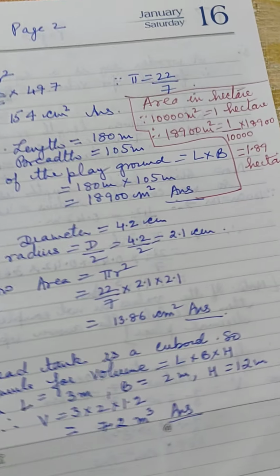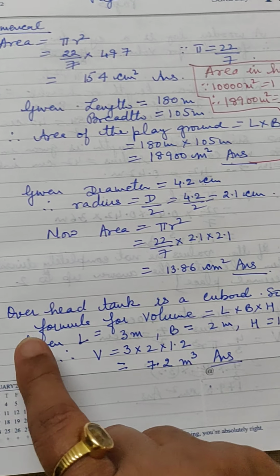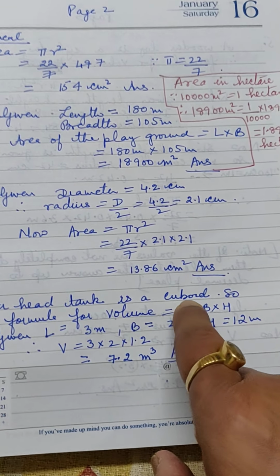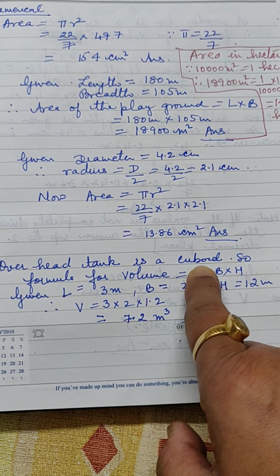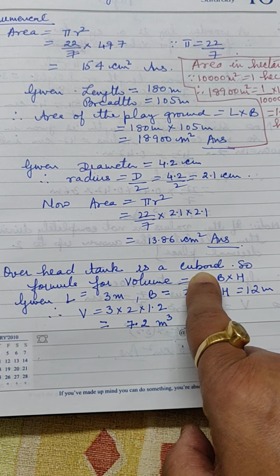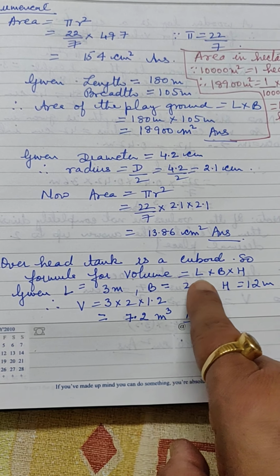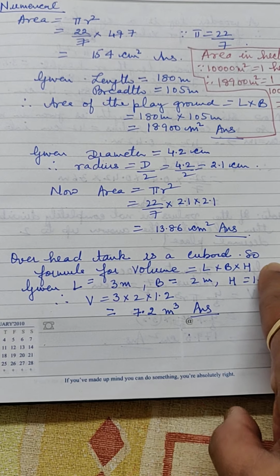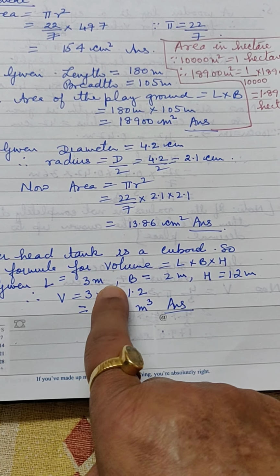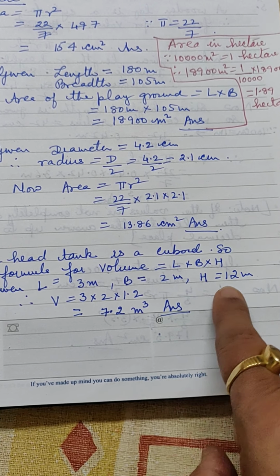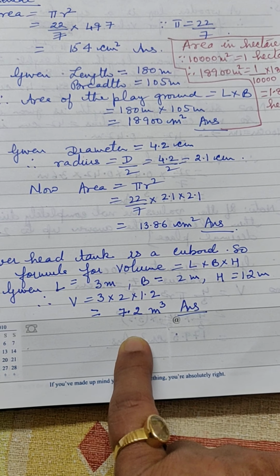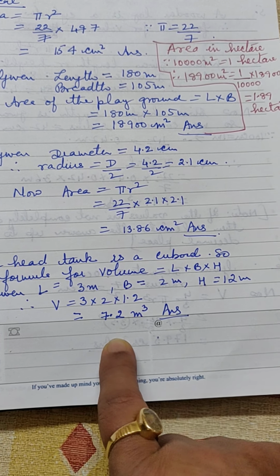Now, fourth one, overhead tank, it's a cuboid. Why have I written it's a cuboid? Because it has got length, breadth and height in which the water is contained. So the formula for the volume is length into breadth into height, and it is given here that length is 3 meter, breadth is 2 meter, height is 1.2 meter. I substituted the values and I got the value as 7.2 meter cube.